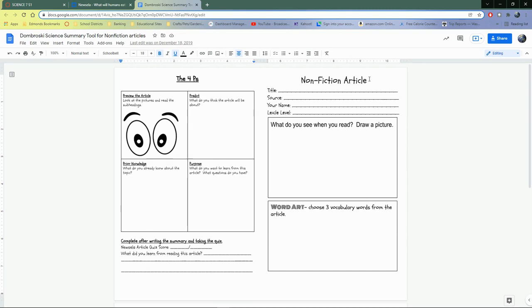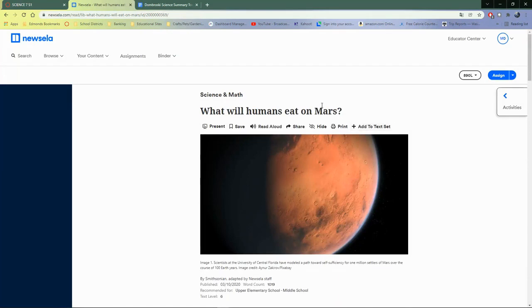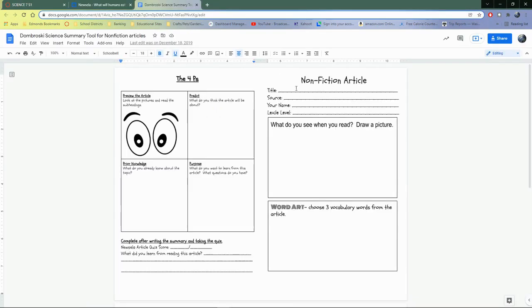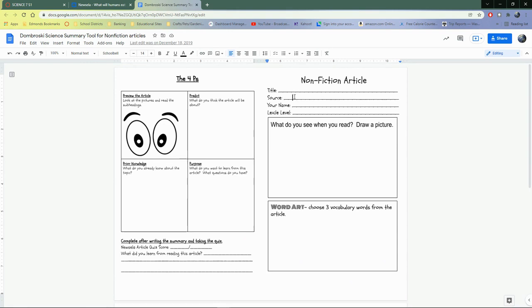The nonfiction article title. Okay. My title is, what will humans eat on Mars? So I will type in the title. What will humans eat on Mars? Source. That is who wrote it. So this is by Smithsonian and adapted by the Newsela staff. So you're going to write here, source, Smithsonian. Okay? That's what you would write. That's where Newsela got the source from. Your name, obviously write your name.